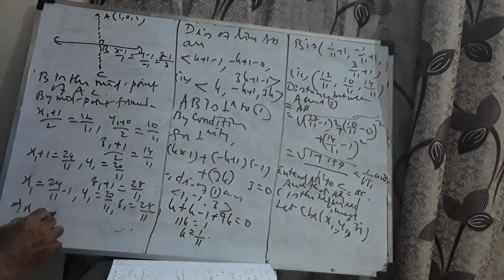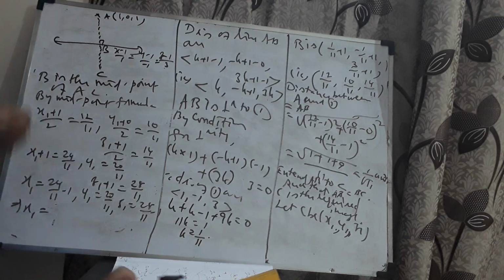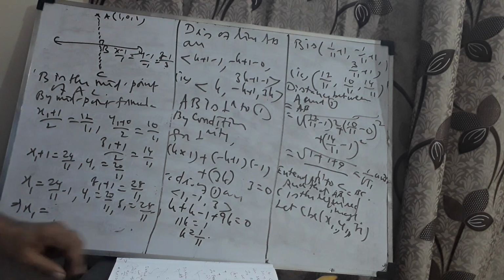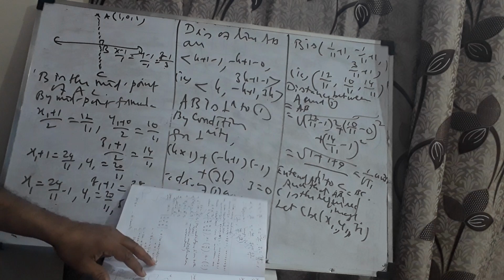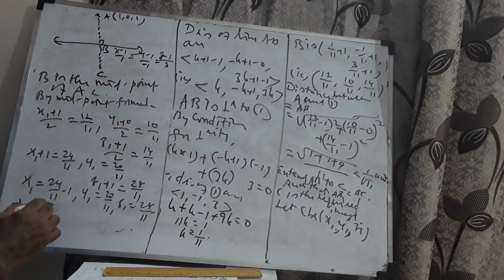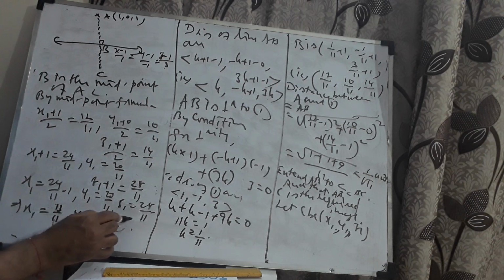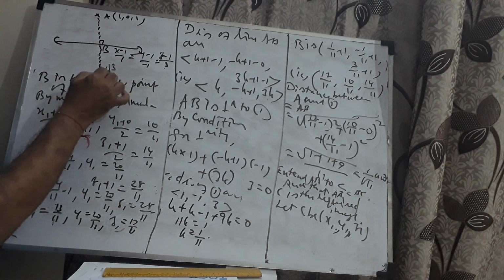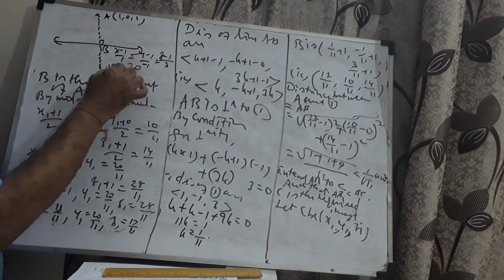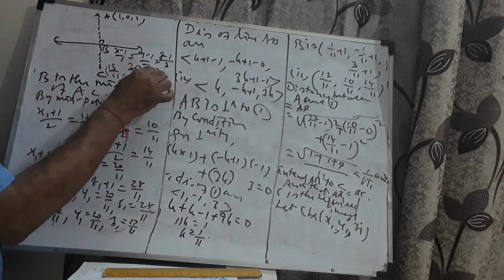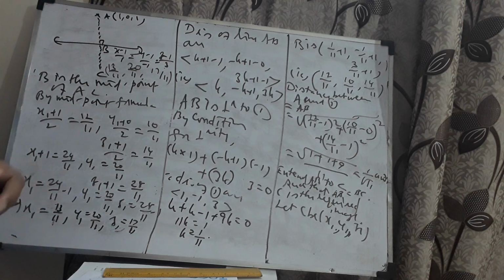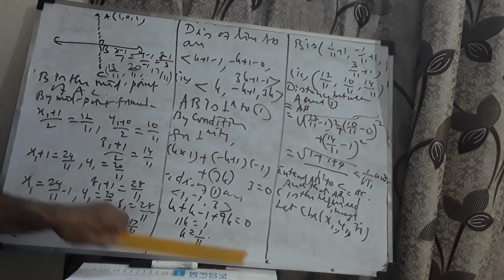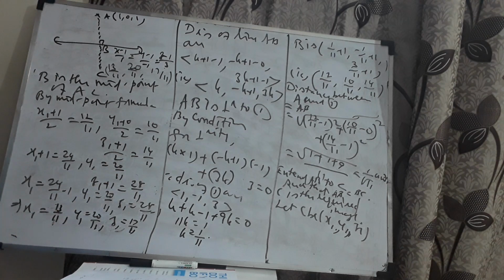Which implies x1 is equal to, after taking LCM, 13 by 11. Yeah, correct. y1 is 20 by 11 and z1 becomes, after taking LCM, 17 by 11. Therefore, the image here will be 13 by 11, 20 by 11, 17 by 11. That is the image of A with respect to the given line. With respect to the given line, both are the same, I already told you.